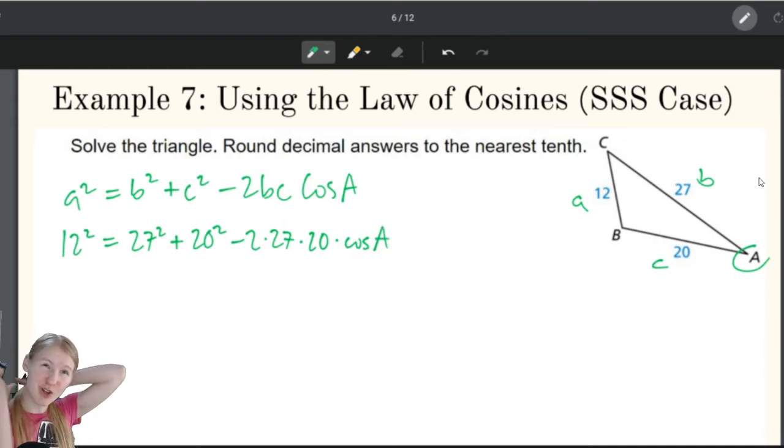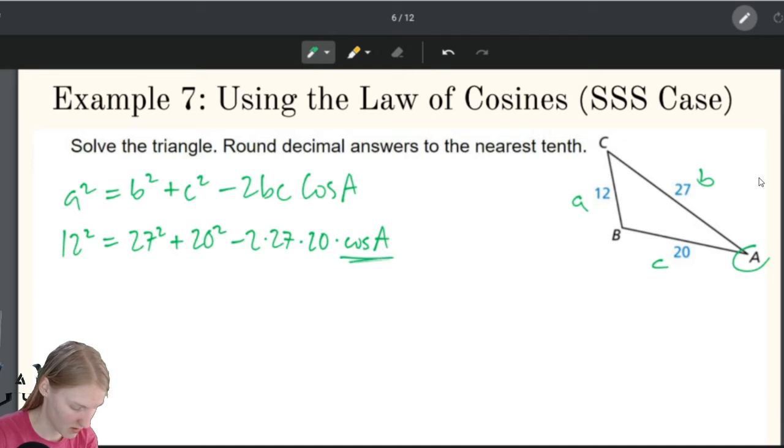Okay, now this looks ugly, but don't worry. All we want in the end is A. So we're going to try to get this cosine of A all by itself. Think of it as like an x, and we're solving for x. That's what we're going to do. So, first let me figure out what these squareds are. 12 squared is 144. 27 squared is 729.